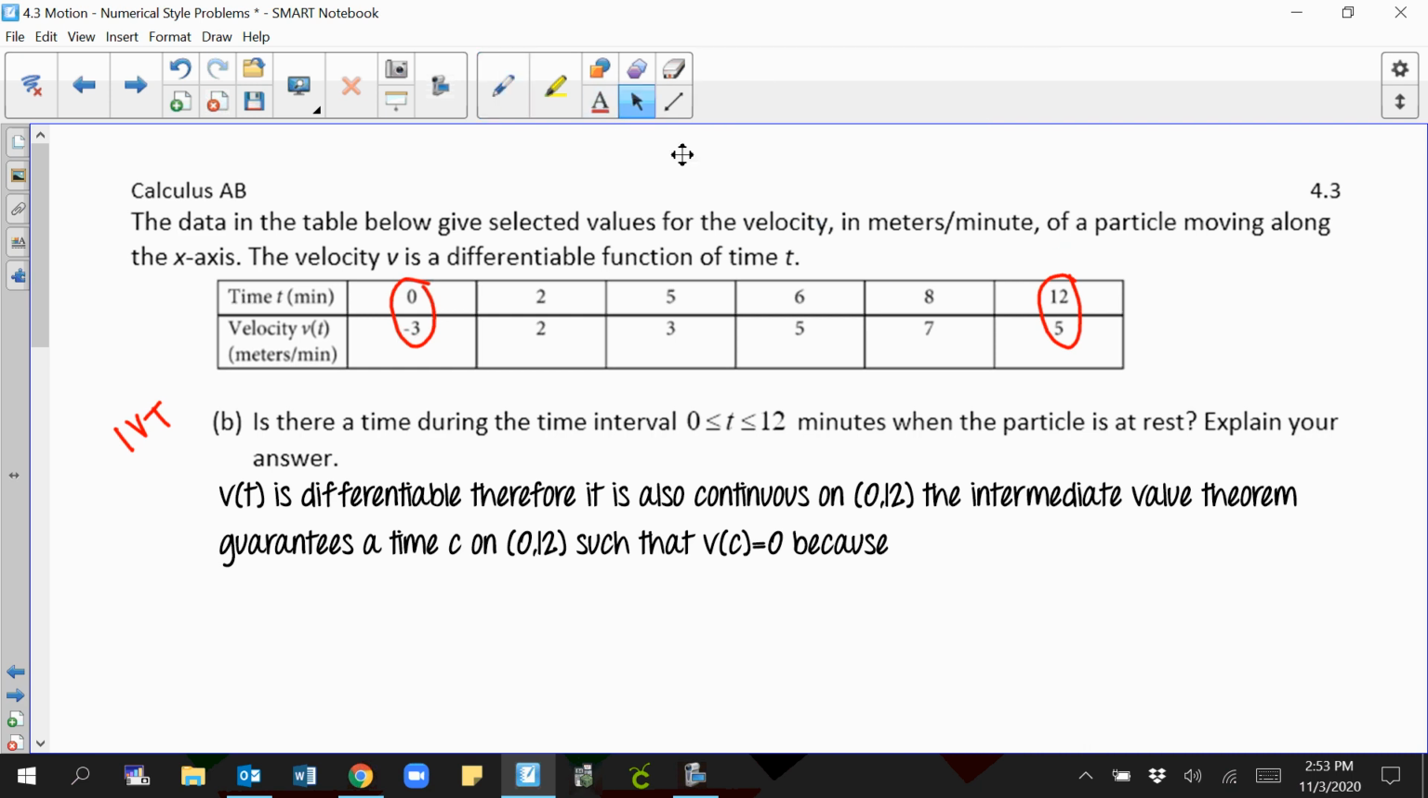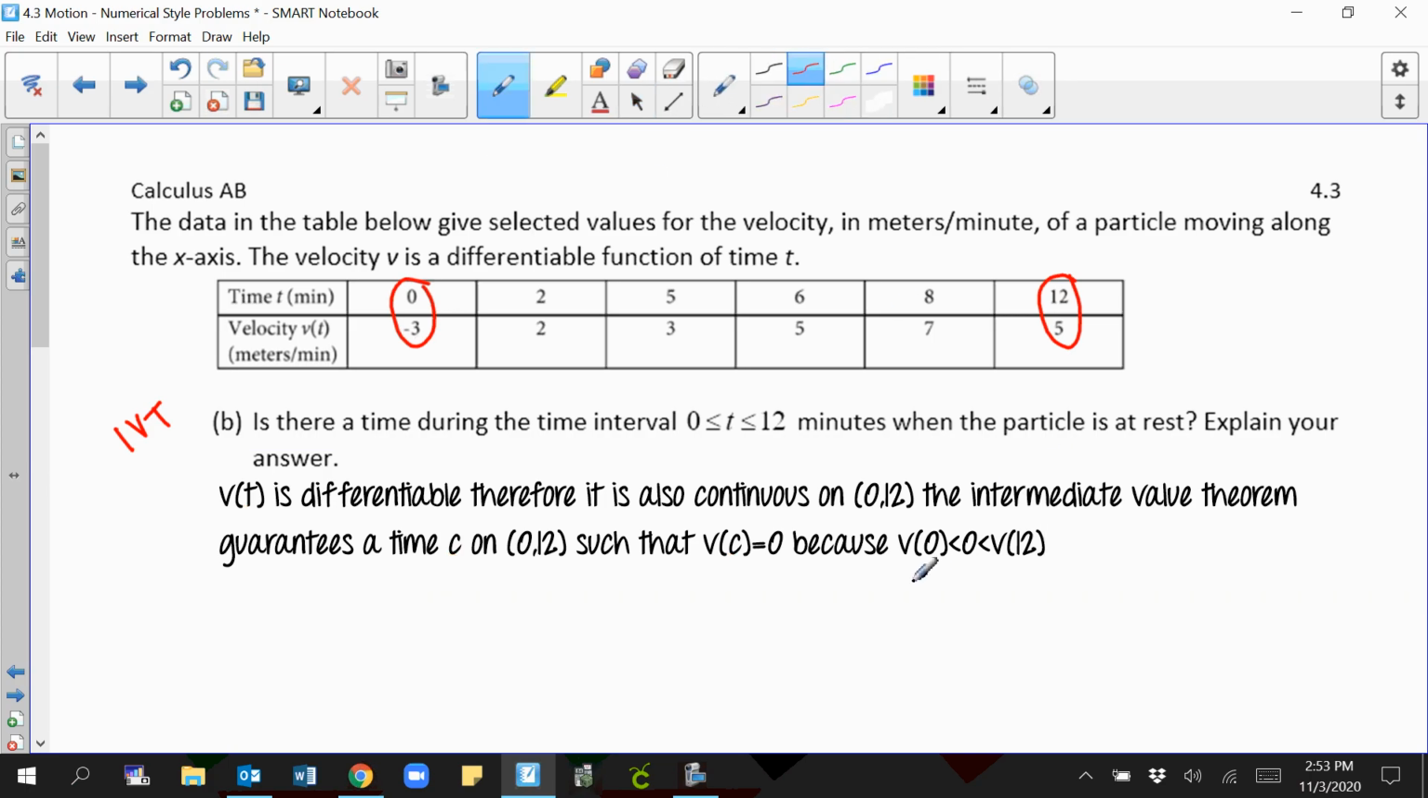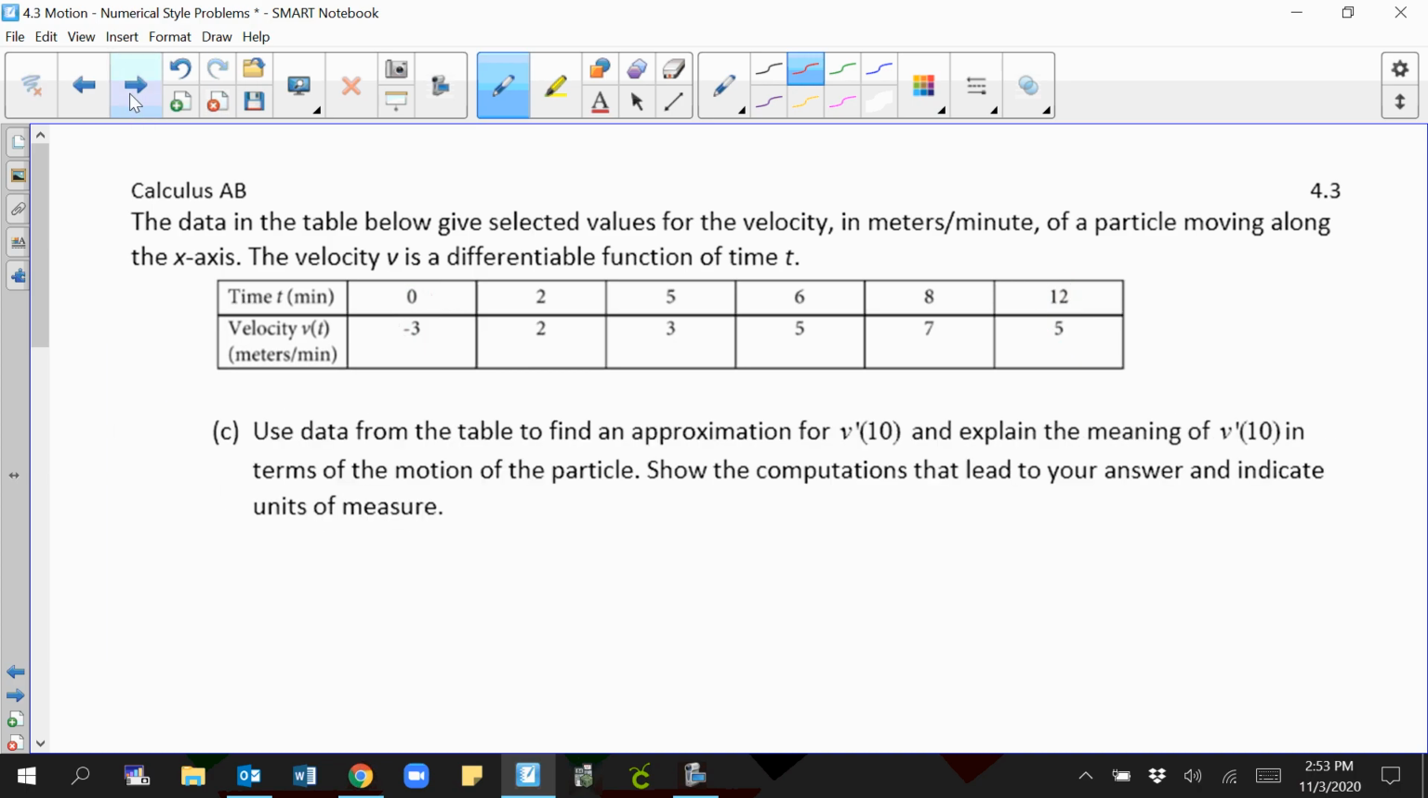So what I'm going to say is that it guarantees a time c such that v of c is equal to 0 because v of 0 is less than 0, which is less than v of 12, which is what we just talked about. Our v of 0 is -3, and that's less than 0, which is less than our v of 12, which is 5. So there's part B.